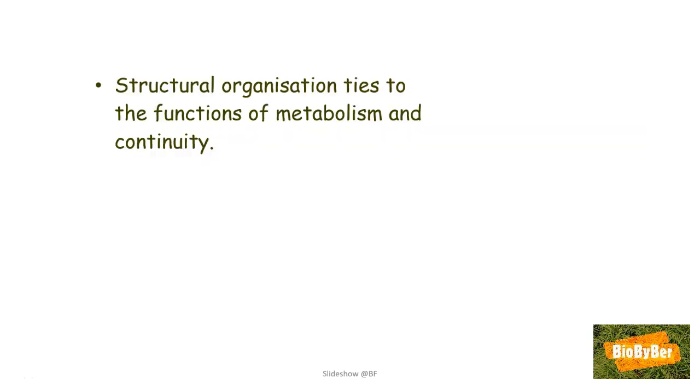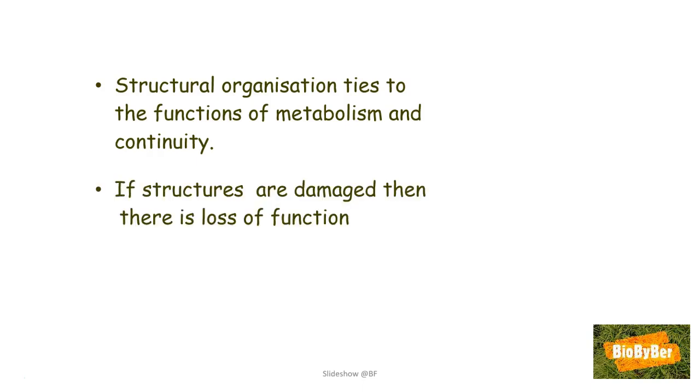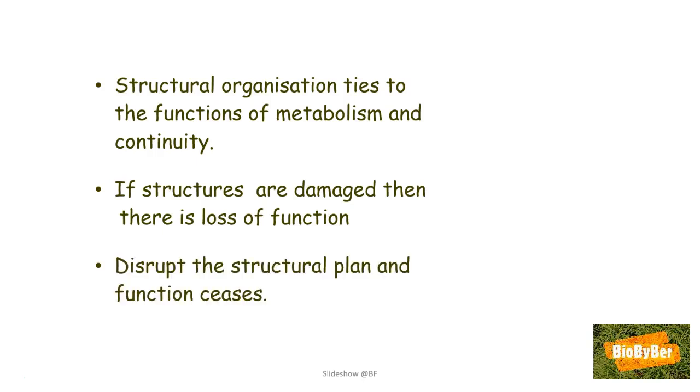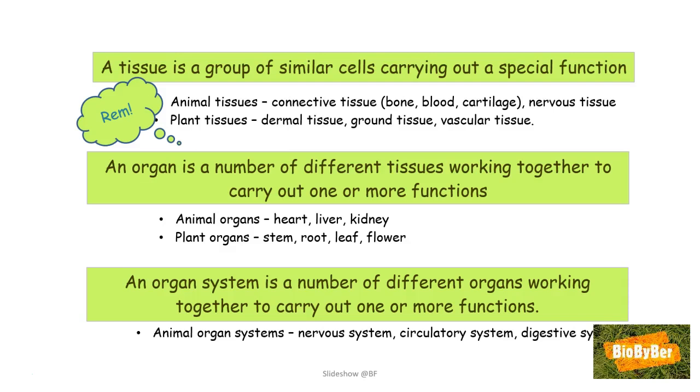Now, what we have to keep in mind here is that structures relate to functions. And if any of the structures in the body are damaged, then there will be a loss of function. This is rather easy to understand. When you break your arm, break your bone structure, then your arm can no longer function. If you disrupt the structure, function ceases or stops. You might recall meeting this idea already in the section on cell diversity.